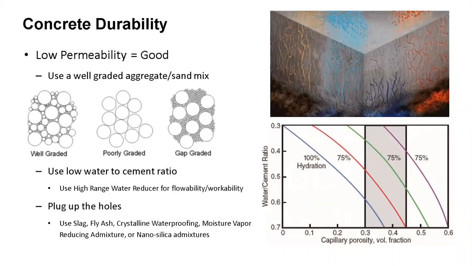A few things here. So if we use a well-graded mix, so instead of just large rocks and small sand, we can pack the concrete tighter by using a well-graded mix. We can also use a lower water cement ratio. So we might want to use a water reducer, for example, to get some of the water out of there. The graph on the bottom right kind of shows the importance of that. For 4 different mixes, as the water cement ratio goes down, the porosity also goes down.